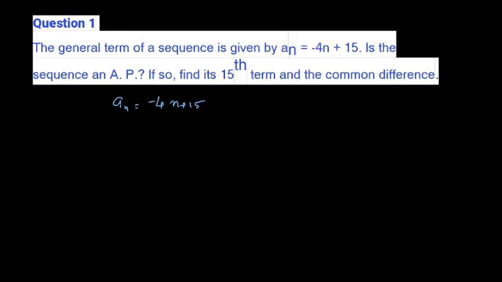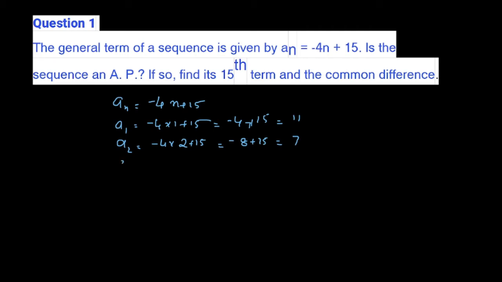So general term of an AP we are given. So how can you find out A1? A1 we can find out by putting n is equal to 1, right? So minus 4 into 1 plus 15, that is equal to minus 4 plus 15, which is equal to 11, right? Now what is A2? A2 is equal to minus 4 into 2 plus 15, that is equal to minus 8 plus 15 is equal to 7, right? So second term is 7.